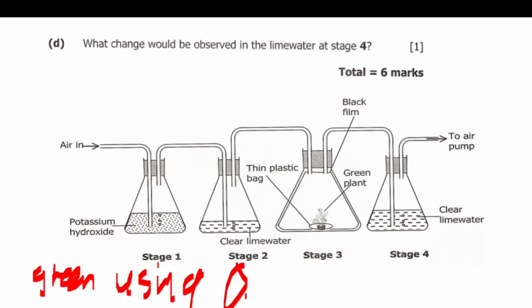So here what it means now is that when this oxygen reaches here, there will be no carbon dioxide, because it is absorbed. So only oxygen will reach here. So oxygen in darkness is absorbed by the plant, and this plant produces carbon dioxide. And this carbon dioxide, when it goes here, turns this lime water milky. What change would be observed in the lime water at stage 4?